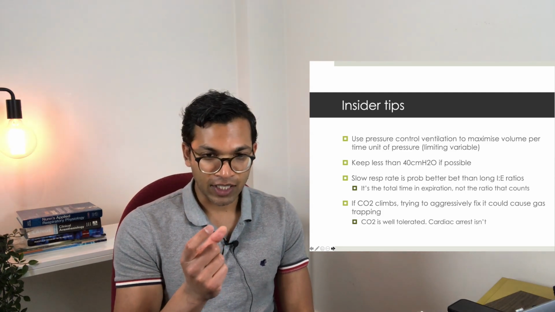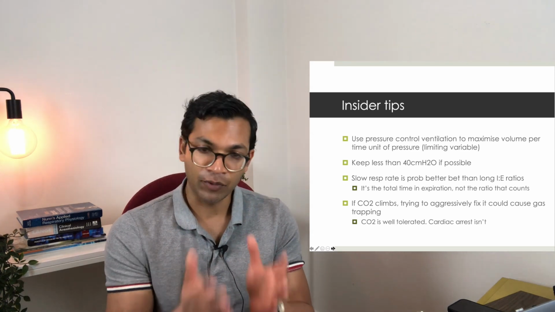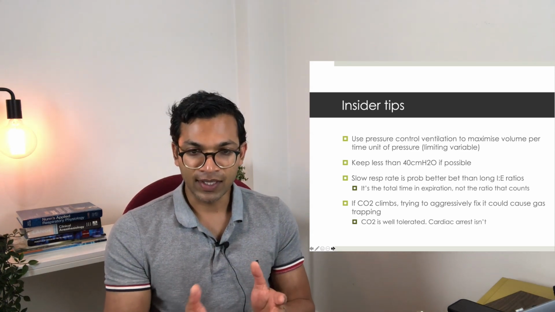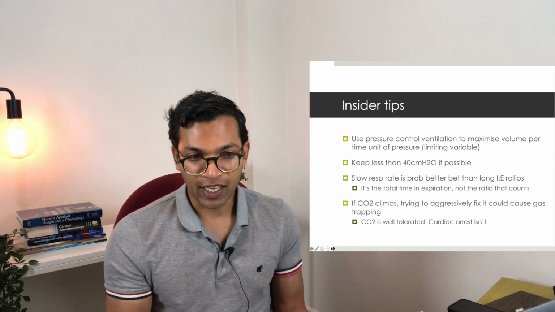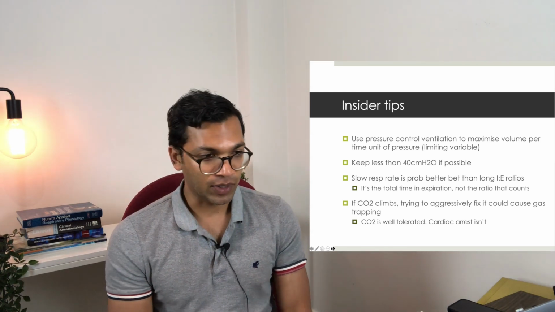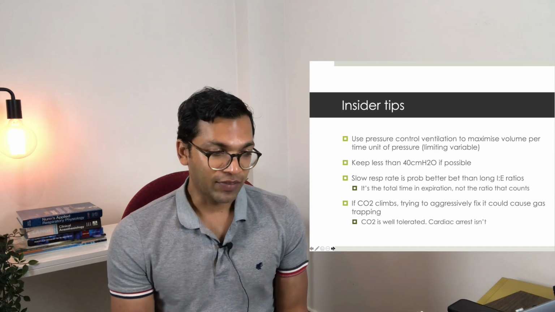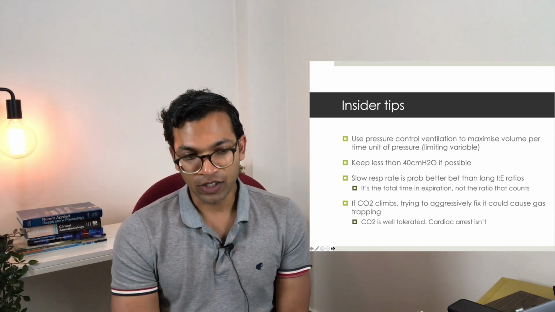So it's not the I:E ratio that counts. It's the total time in expiration, which you actually mentioned. You said, I want a long time in expiration because that's what counts for these. I focus less on the I:E ratios, but make sure my absolute expiratory time is really important. And yeah, if the CO2 climbs, trying to aggressively fix it could cause gas trapping. CO2 is well tolerated in these patients.